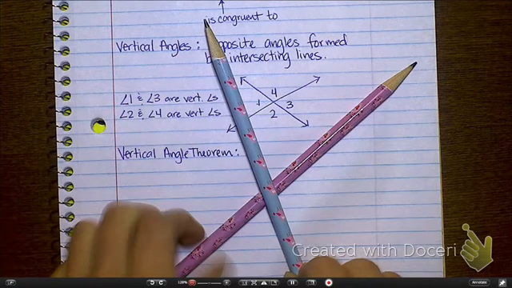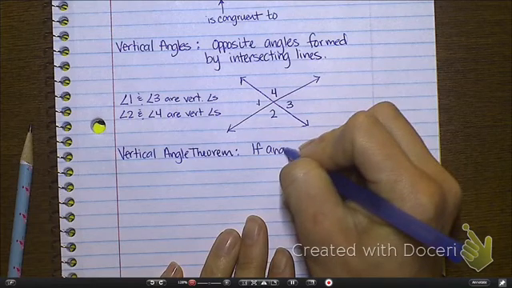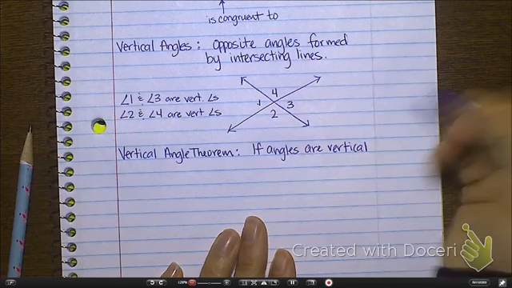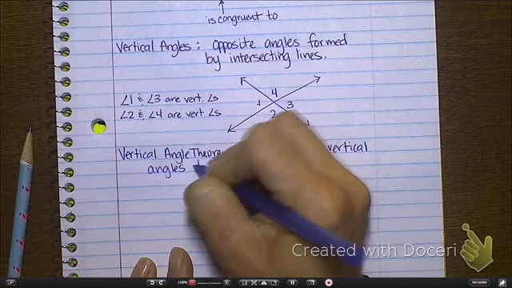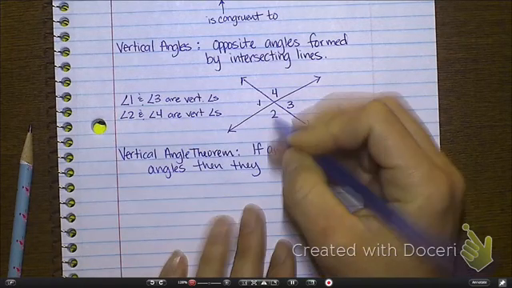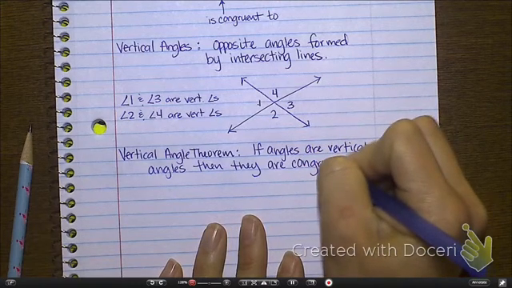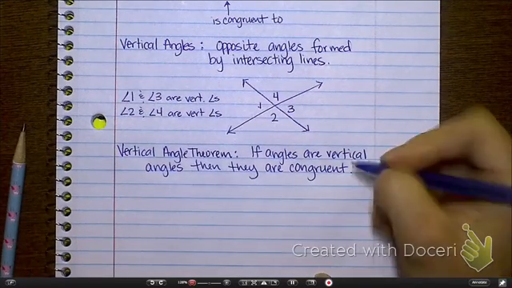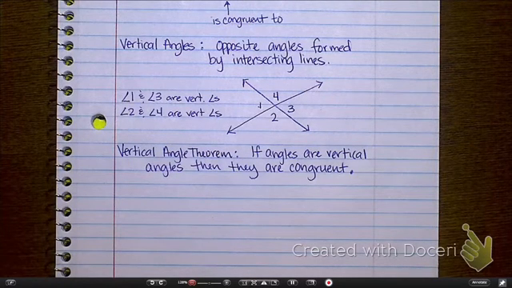Okay. So there's a theorem called the vertical angle theorem that says if angles are vertical angles, then they are congruent. Okay? So if we have angles and they are vertical angles, which means they are formed by intersecting lines and they're opposites of each other, then those two angles must be congruent.